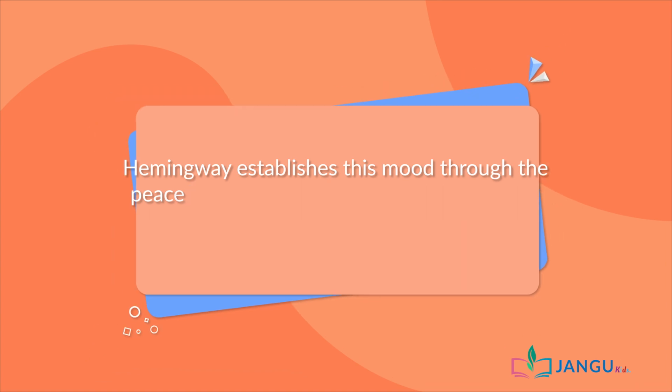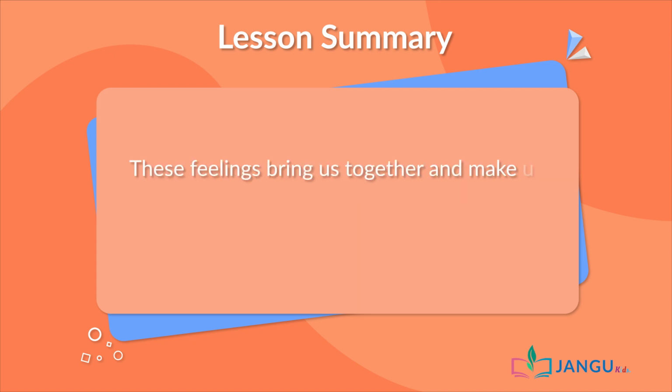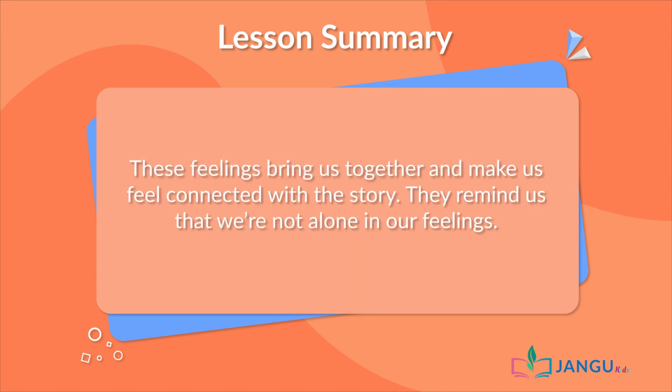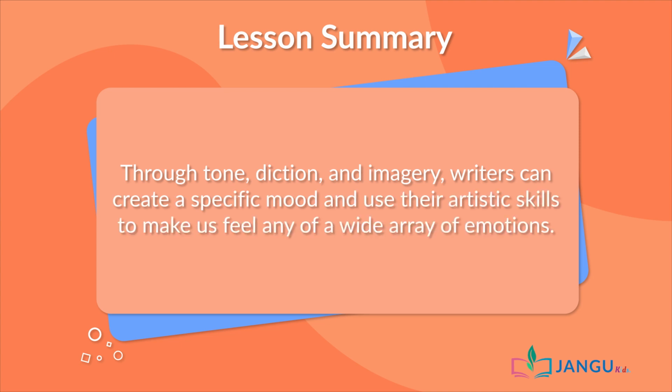That brings us to the end of the lesson. All good literature makes us feel something, whether it inspires us, makes us cry, or reminds us of another time. These feelings bring us together and make us feel connected with the story. They remind us that we are not alone in our feelings. Through tone, diction, and imagery, writers can create a specific mood and use their artistic skill to make us feel any of the wide array of emotions.